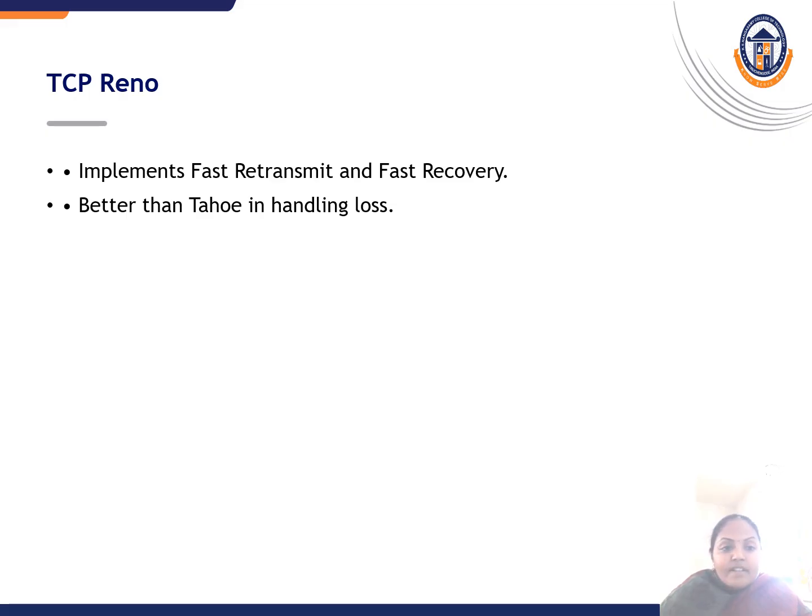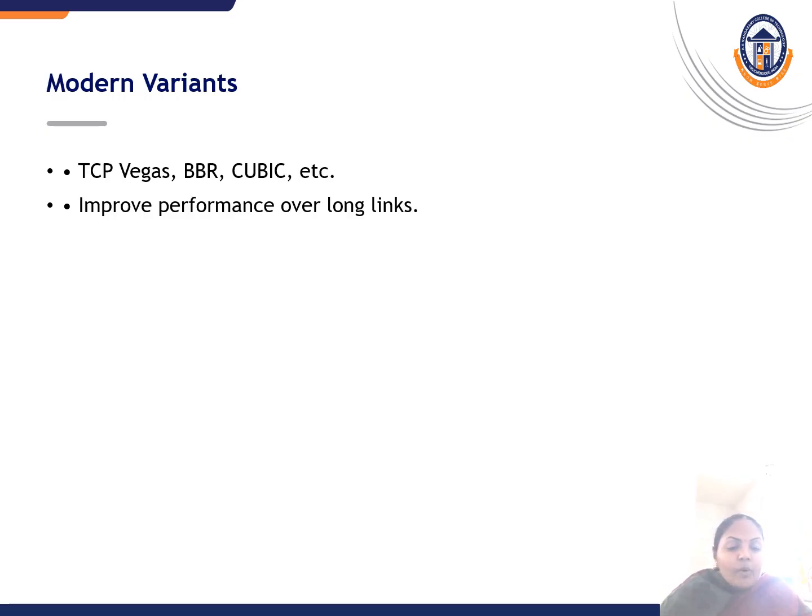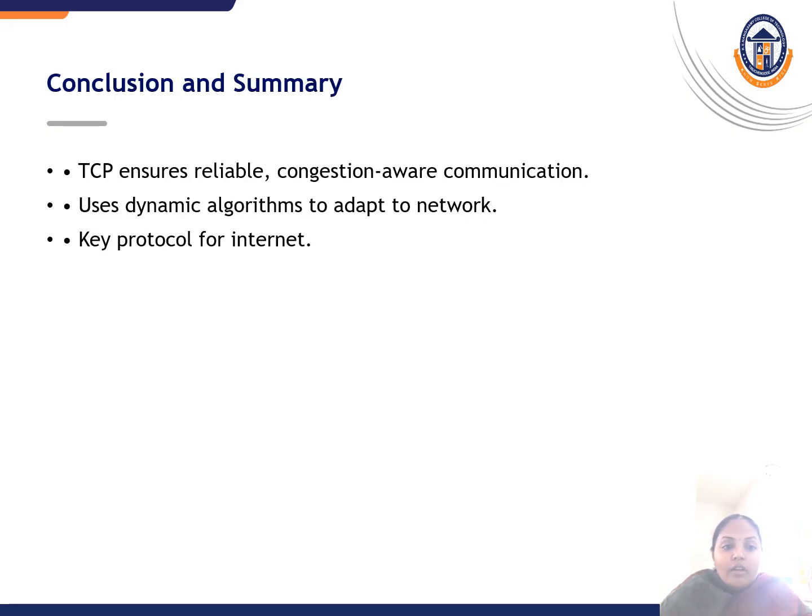TCP Reno versus TCP Tahoe. Two variants of TCP are TCP Tahoe, where on loss the congestion window is set to 1 MSS and slow start restarts, and TCP Reno, which implements fast retransmit and fast recovery, so it is more efficient in handling single packet losses. Newer TCP versions, for example CUBIC and BBR, improve the performance further in modern high bandwidth networks. Then modern variants, TCP Vegas, BBR, CUBIC, etc.